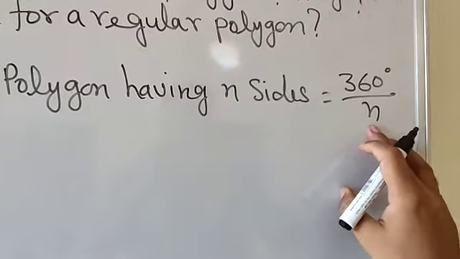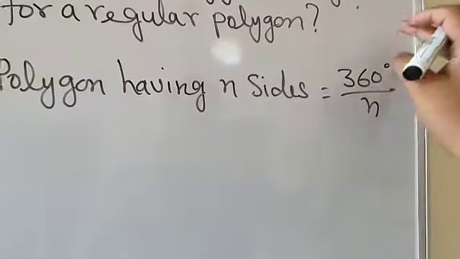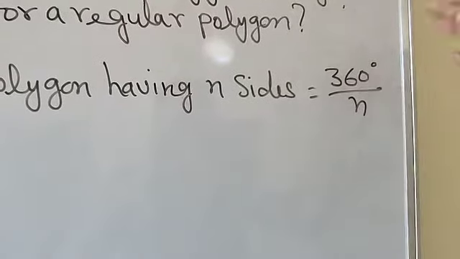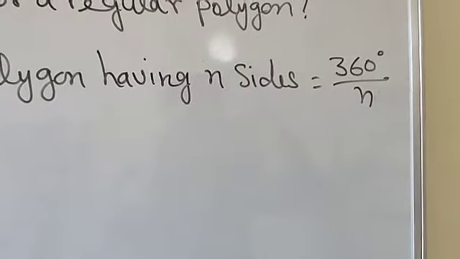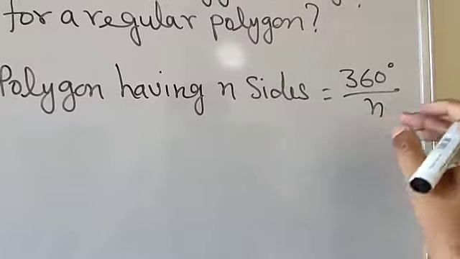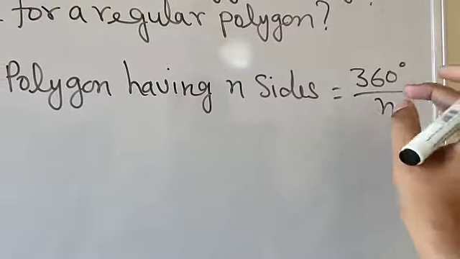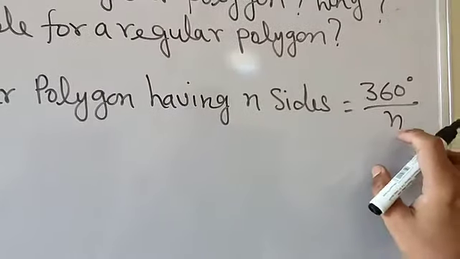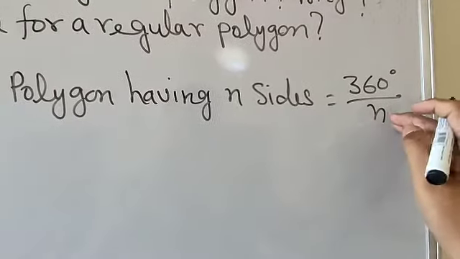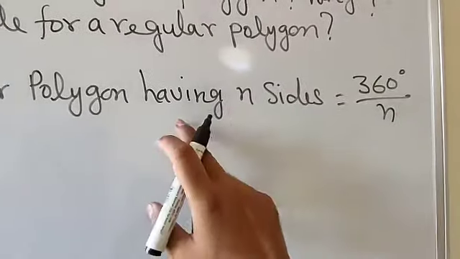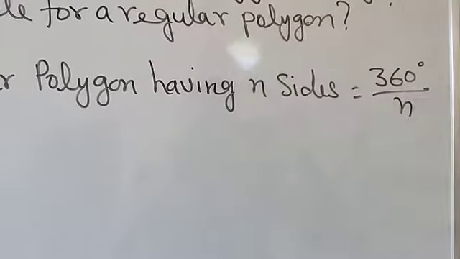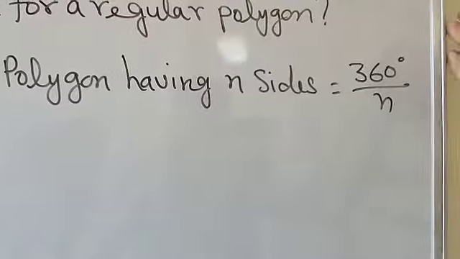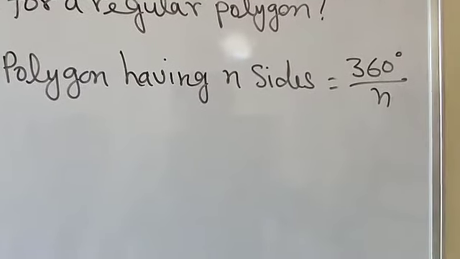If the number of sides is 4, then 360 upon 4 equals 90 degrees. If the number of sides is 5, then 360 upon 5 equals 72 degrees. So whatever the n is, the angle will be maximum when n is smaller. If you increase the value of n, the angle value is going to decrease. If it is 3, you get 120. If it is 4, you get 90. If it is 5, it is going to be reduced.